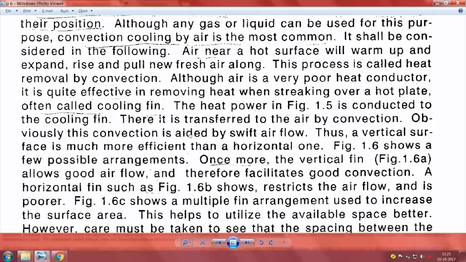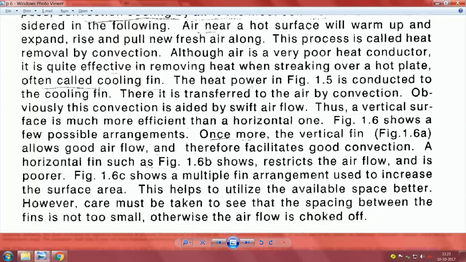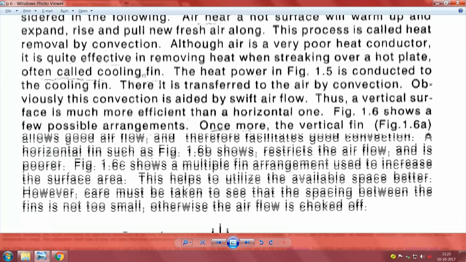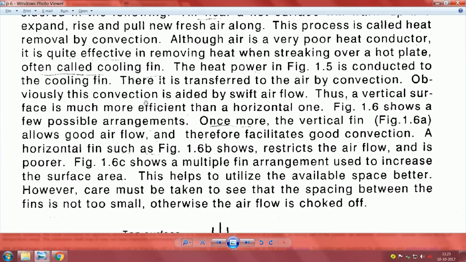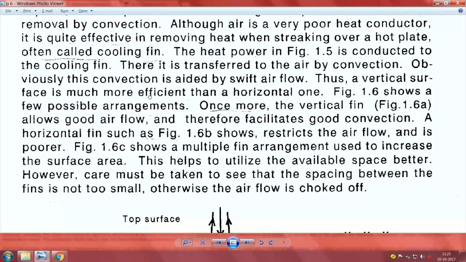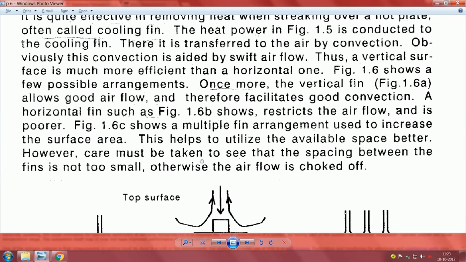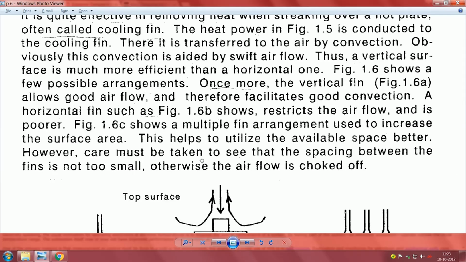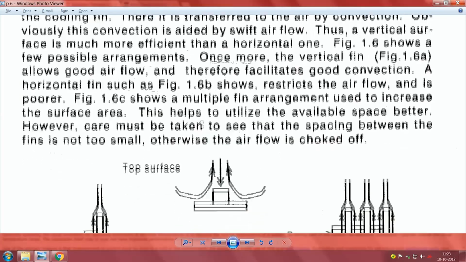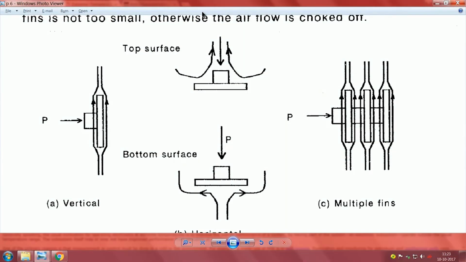So, I think I have said this again and again. We have removal by convection. Air is by itself a very poor heat conductor. It removes heat when flowing over a hot plate. The heat power is conducted to the cooling fin and so on, and there it is transferred to the air. Here we come to several combinations of where things can move.